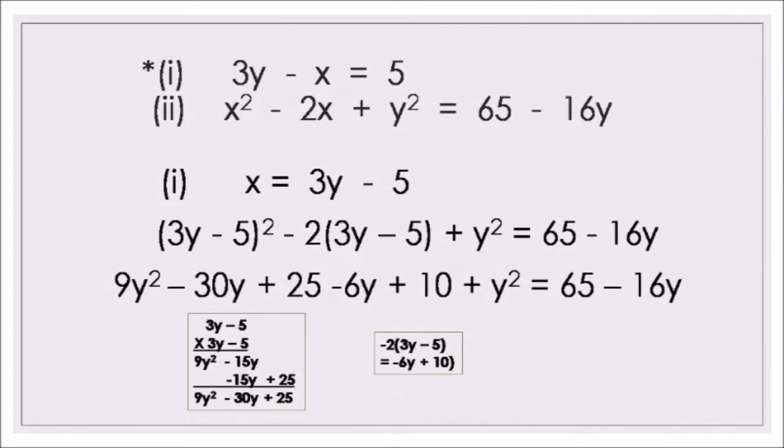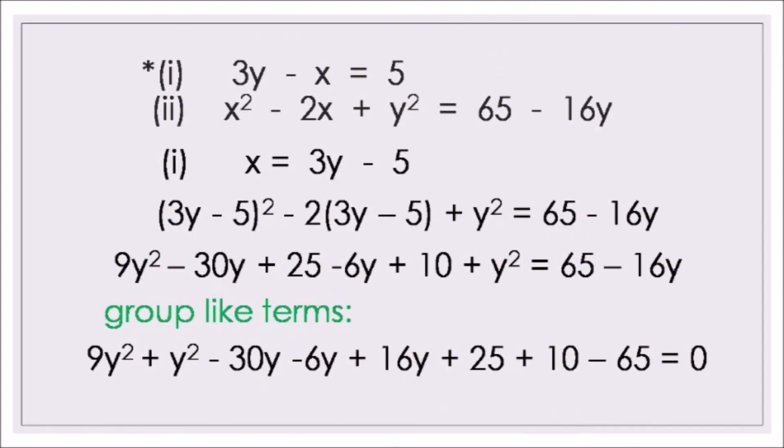Now let's simplify that. So (3y minus 5) squared, if you work it, you multiply, you would get 9y squared minus 30y plus 25. And then if you work the other parentheses, 2 in parentheses 3y minus 5, you would get negative 6y plus 10. And then put your plus y squared is equal to 65 minus 16y. So all you did was remove your parentheses. You squared 3y minus 5, and then you multiplied the negative 2 by 3y minus 5 in parentheses.